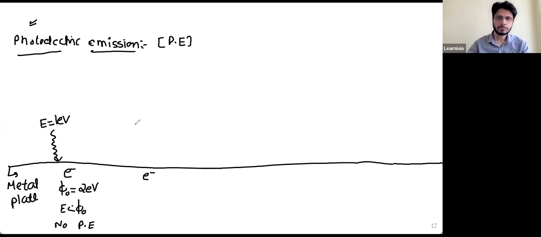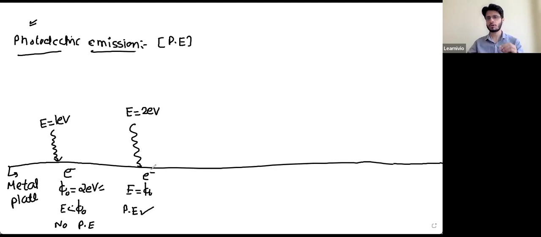Now, same electron of the metal surface. I incident a photon of energy 2 electron volts. And the work function is the same, 2 electron volts. So your energy is now equal to the work function. Energy of photon is equal to work function. So yes, electrons can eject, so photoelectric emission will take place. But these electrons will just come out of the metal surface and come to rest. You're not supplying enough energy for these electrons to move. The electrons will come out of the metal surface and will stay. You can say that the kinetic energy of the electrons will be zero.